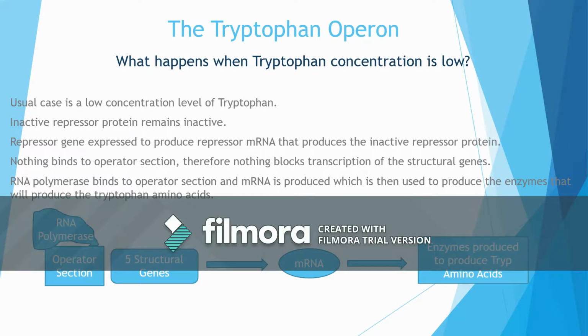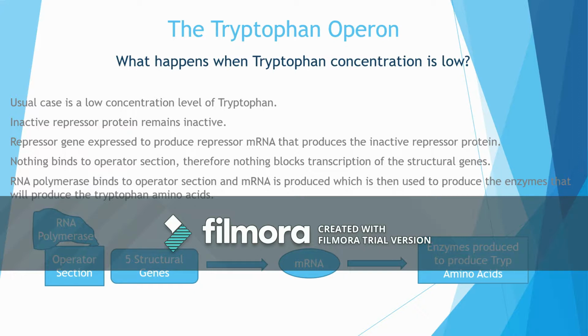In today's teaching presentation, we're having a look at the tryptophan operon. In particular, we're looking at what happens when tryptophan concentration is either low or high. We're first going to have a look at what happens when tryptophan concentration is low. Low intracellular concentrations of tryptophan are the most common conditions for the cell.